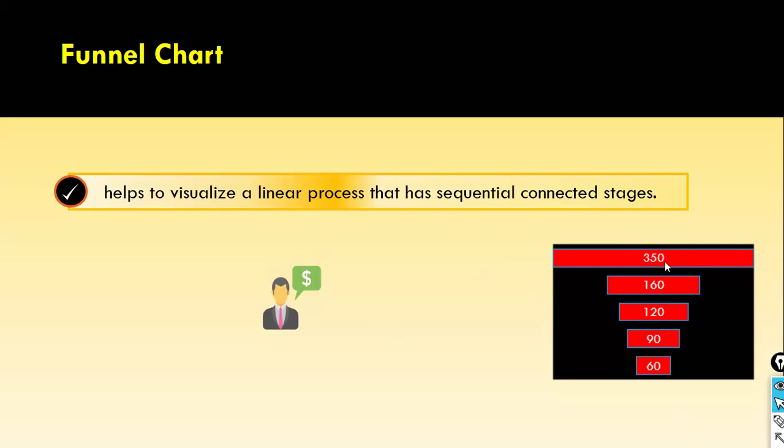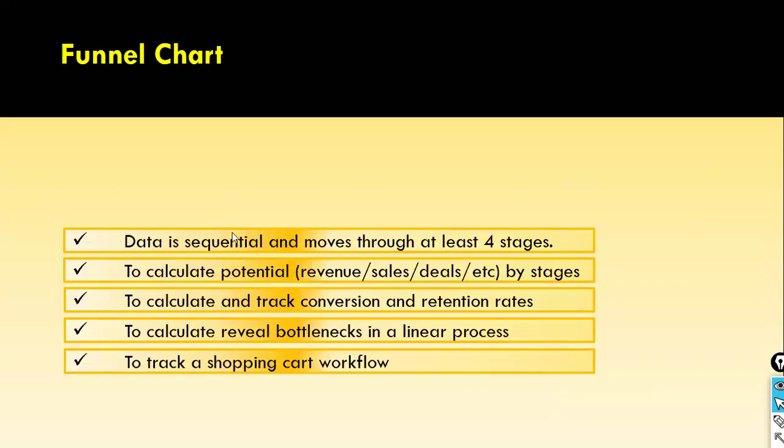How many customers visited a specific product, and afterwards how many added those products to the wish list, and out of that, how many added to the cart, and after adding to the cart, how many are okay to check out, and finally, how many of them really checked out. So you can see in the case of a funnel chart, the data is sequential and it moves through at least 4 stages. To calculate potential revenue or deals by stages, we can use a funnel chart, and to calculate and track conversion and retention rates. These are the scenarios wherein you can use a funnel chart.